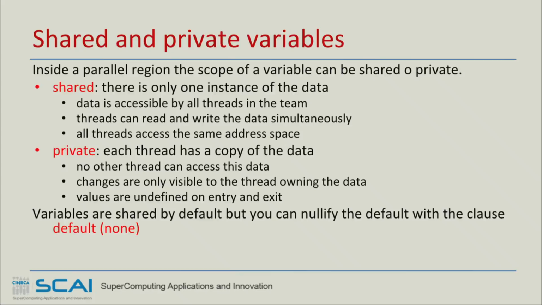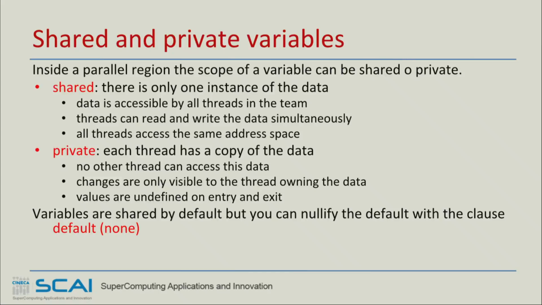So each thread has a copy of the data. Okay? So when I define that a variable is private in a parallel region, what happens is that when I fork, each thread creates a copy of this variable. The other threads cannot access this private copy, and the changes are visible only to the thread that owns the data. Okay?